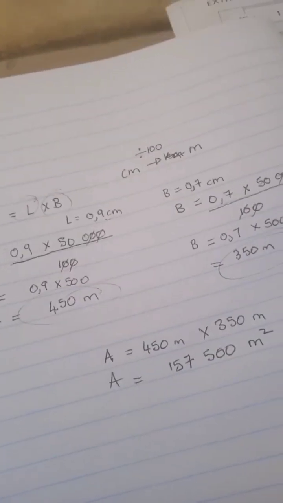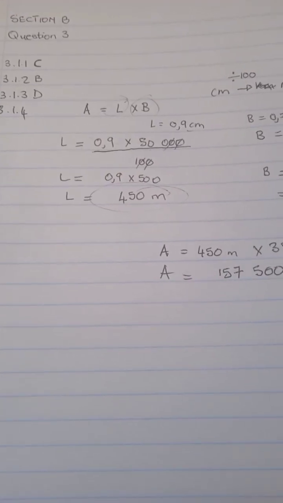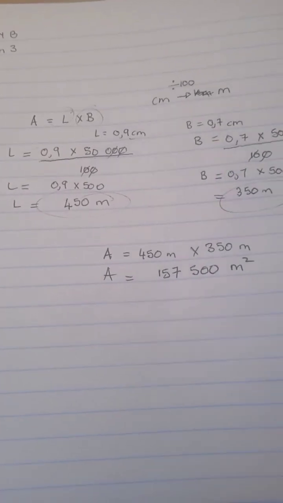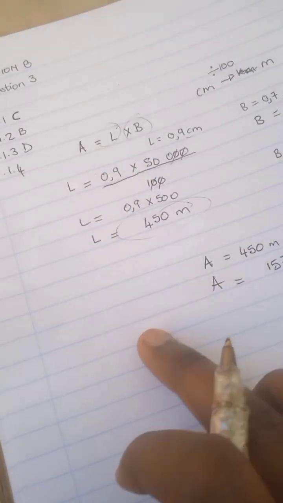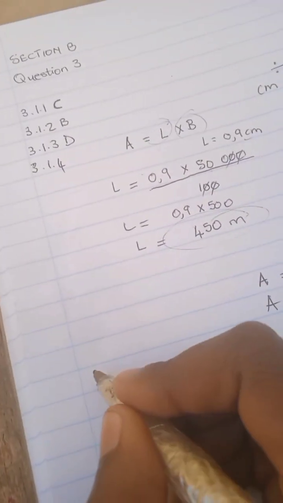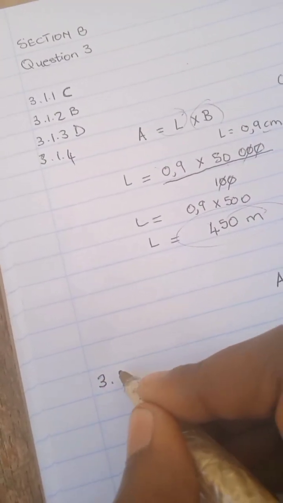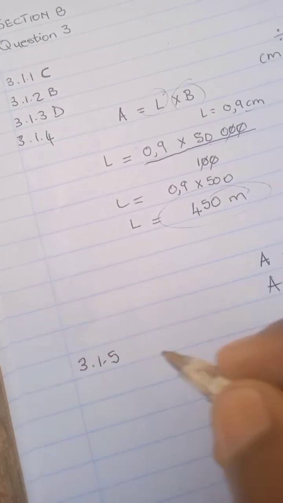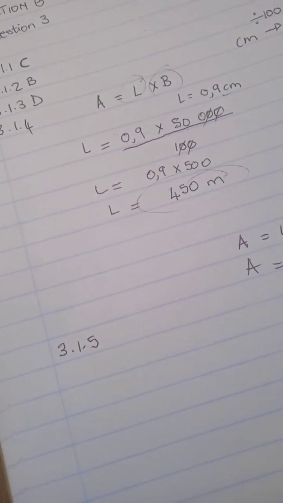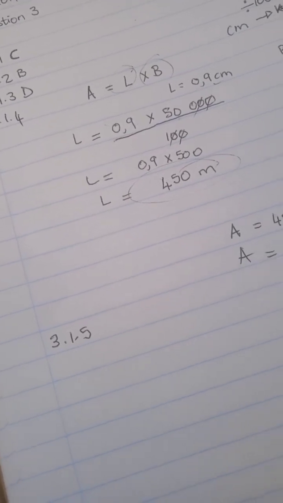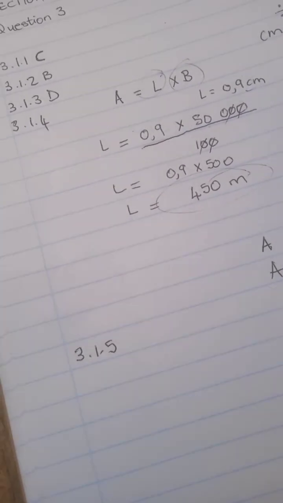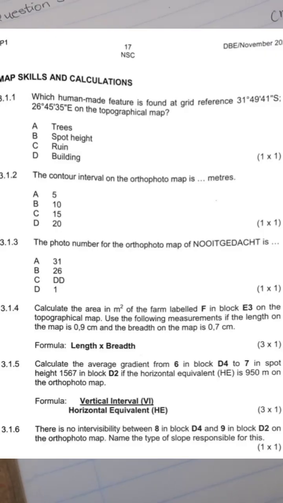Let me know, guys, how did you do it? Because when it comes to these, you are either correct or incorrect. It's not subjective. You have to be precise on these types of questions. It's not like the paragraph type of questions where you can get away with your answer. So that is 3 marks.